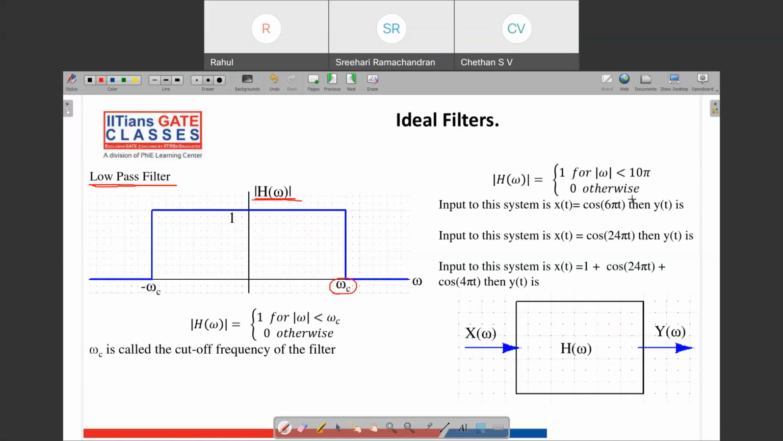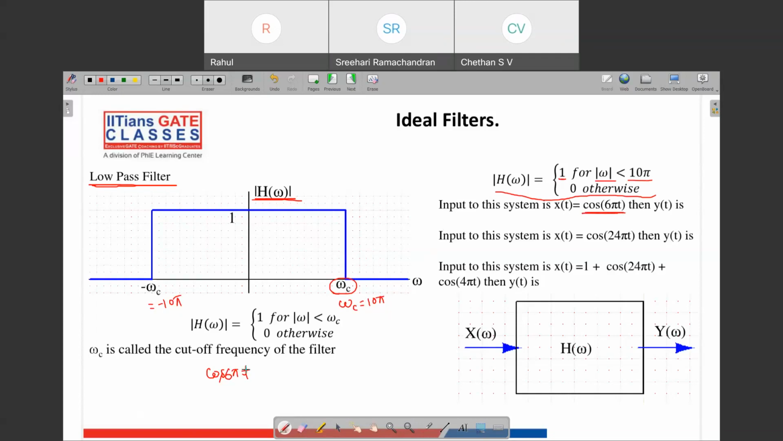Now, let me give you one example. Let's say we have a filter given by this transfer function: H of omega is equal to 1 for mod of omega less than 10 pi, otherwise it is 0. So what it means is that omega c is equal to 10 pi and minus omega c is equal to minus 10 pi. This is the filter that has been given, and let's say the input to this filter is cos 6 pi t.